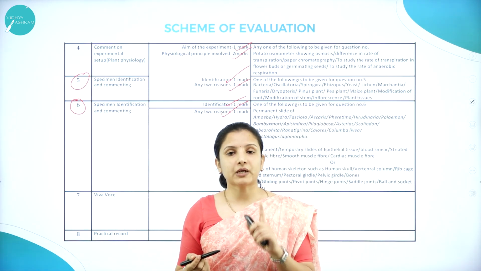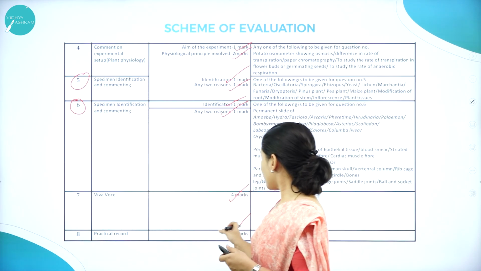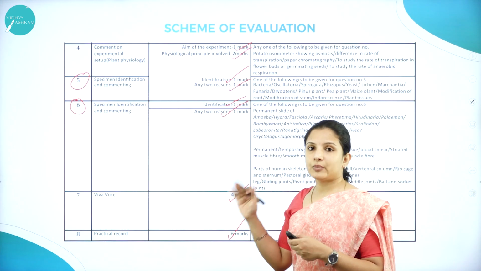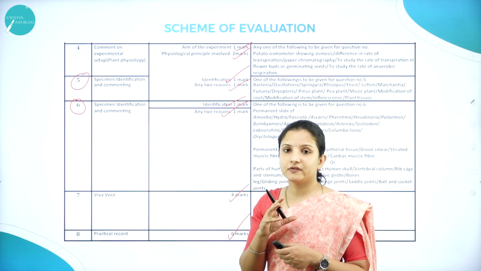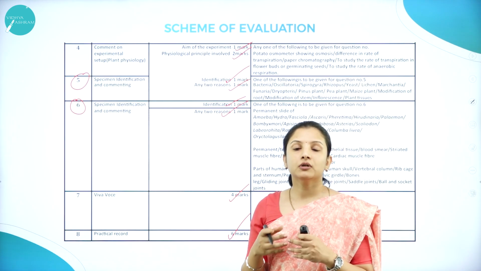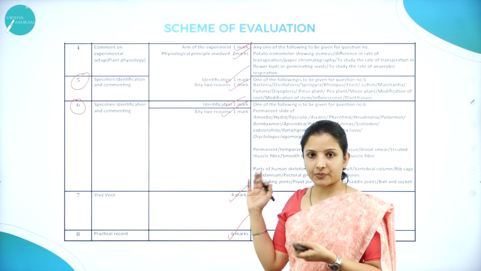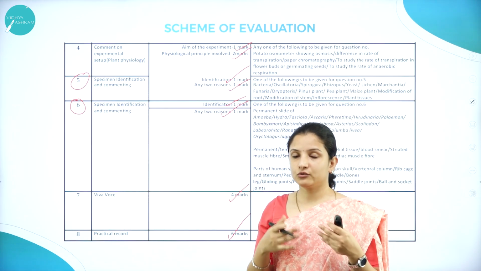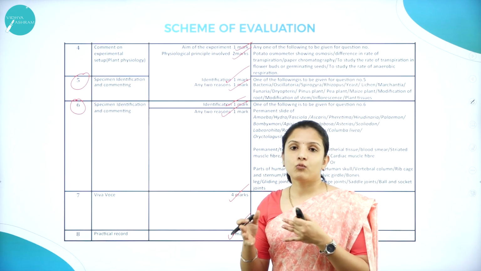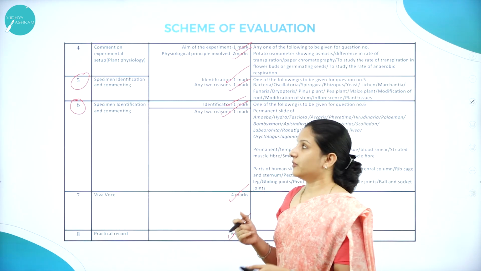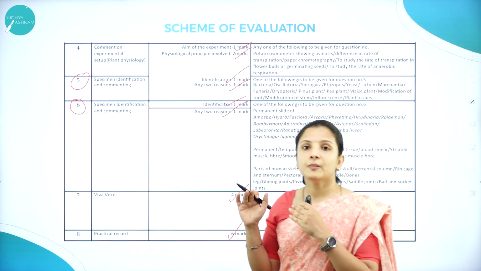Also, the practical record should be corrected and very neat if you have to fetch all the 6 marks. So this is about the practical scheme of evaluation. Whichever experiment is given to you, it should be clear to you what you should write and how much you have to write, because it is only for 2 hours wherein you'll have to perform the experiment as well as theoretically write whatever you have performed in the lab. So this is the scheme of evaluation for practicals.